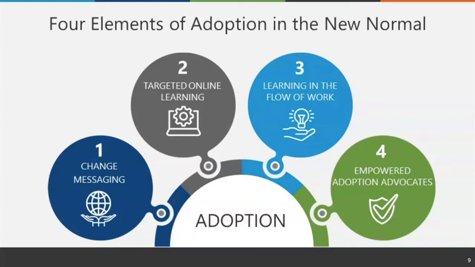And then the fourth element here are those empowered adoption advocates. So in the olden days, these were super users or power users, perhaps. Those people might have been down the hall or in another building. Nowadays, they're working from home potentially. They aren't around. You're working different shifts than them. So how do we empower those people to do that same kind of support in the new environment?